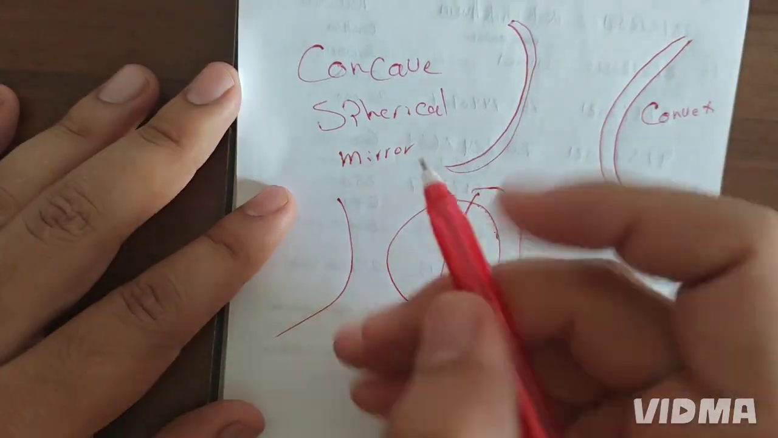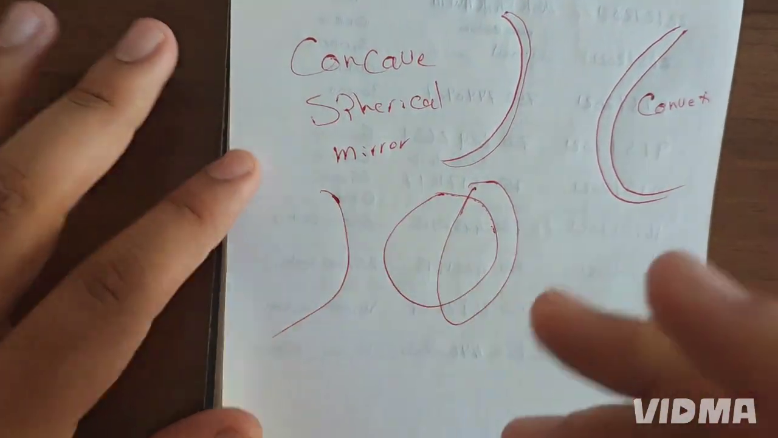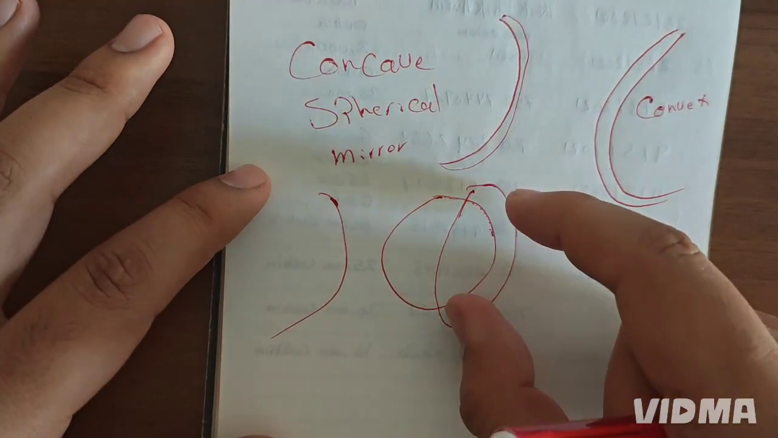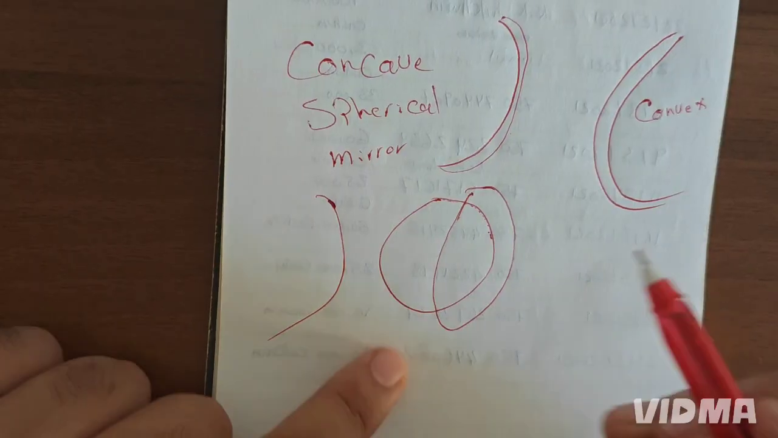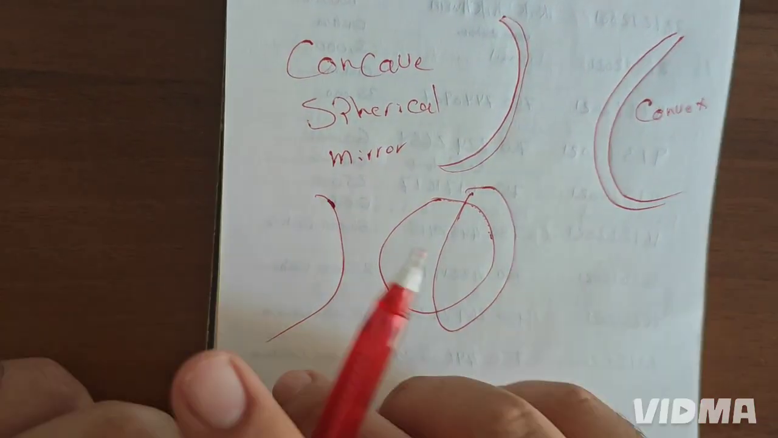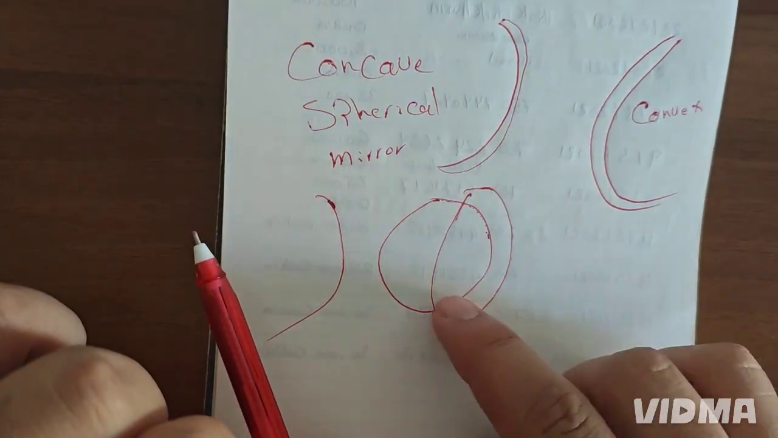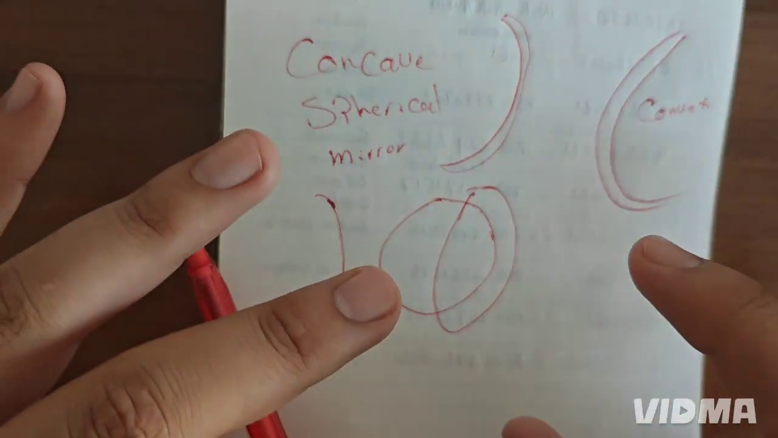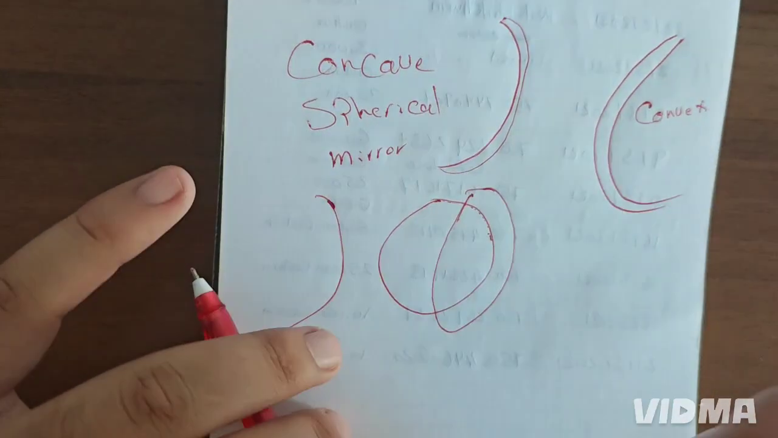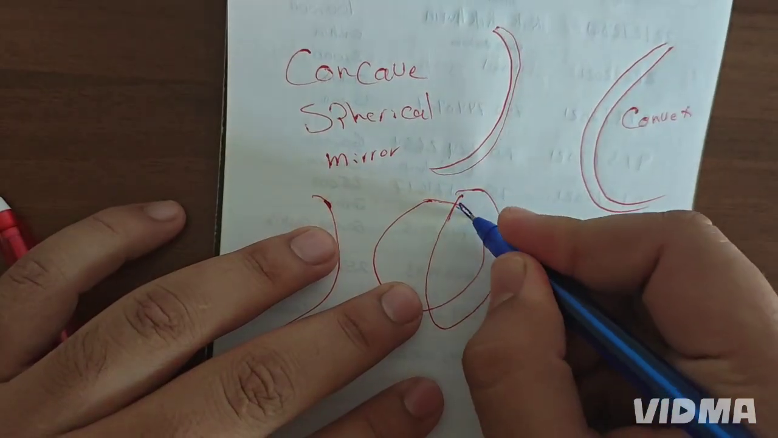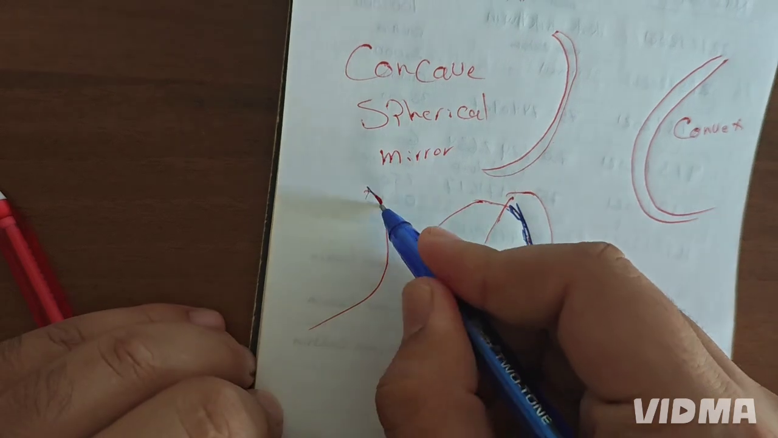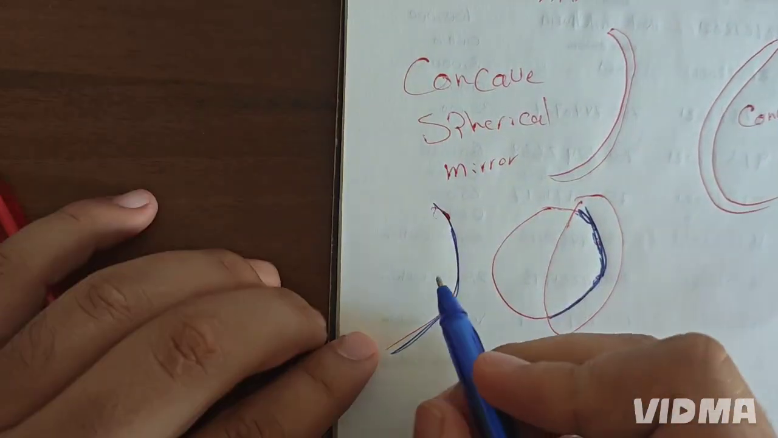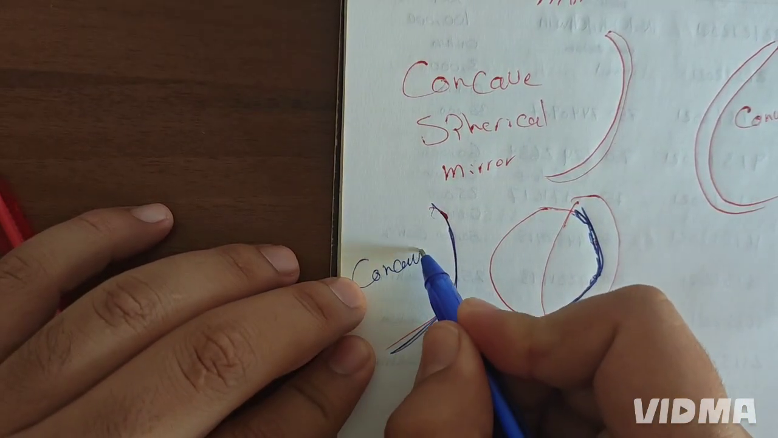This is the circle, and I only took this segment, this part of the sphere. This is the shape after I took this part. This is the part of this sphere, this circle, that I took. Only take this part, and the picture will be like that. So this is called concave.